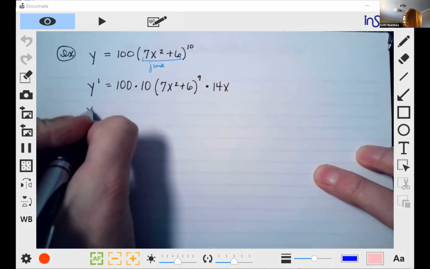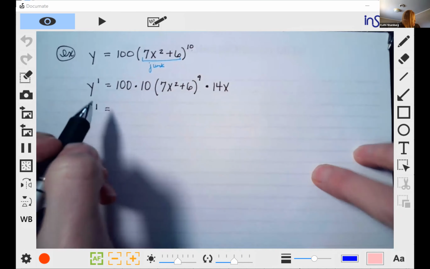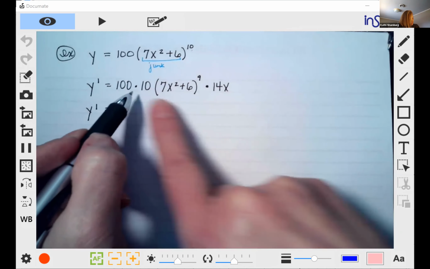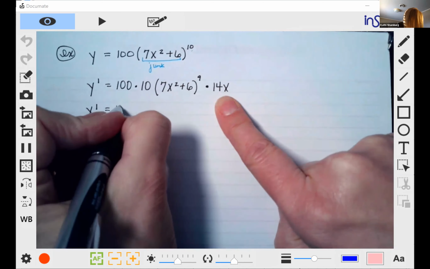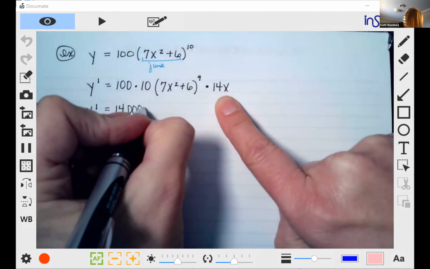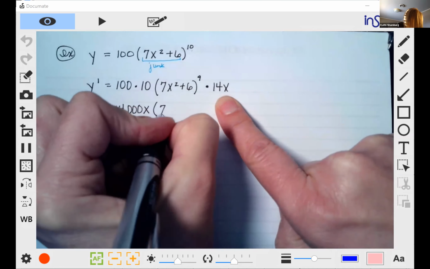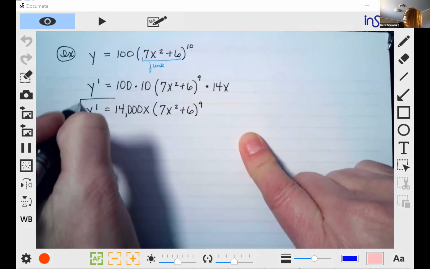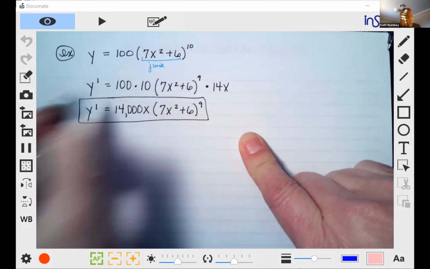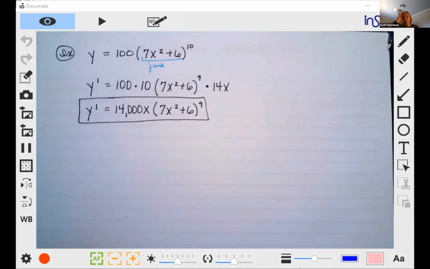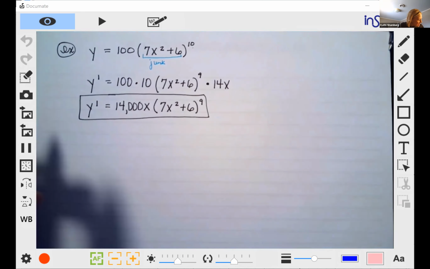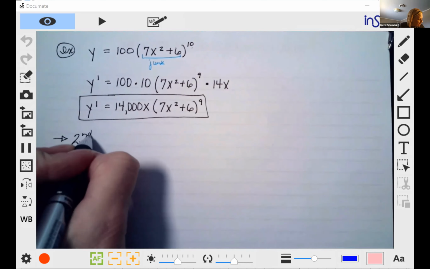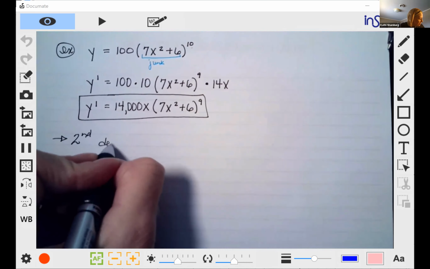Now, we want to clean it up a little bit. I can take 100 times 10, which is 1,000, and 1,000 times 14 would be 14,000. And then we have our x times 7x squared plus 6 raised to the 9th. So not too bad. But what if I asked you to take the second derivative?